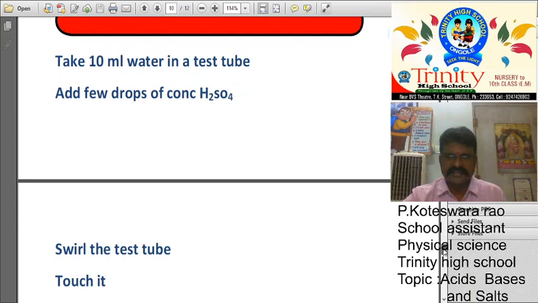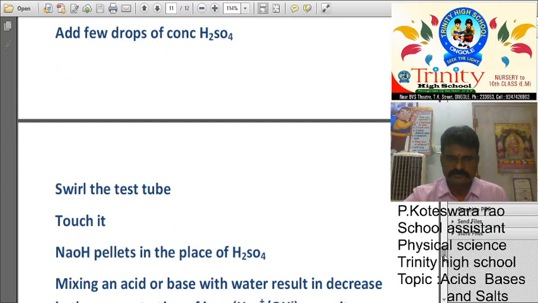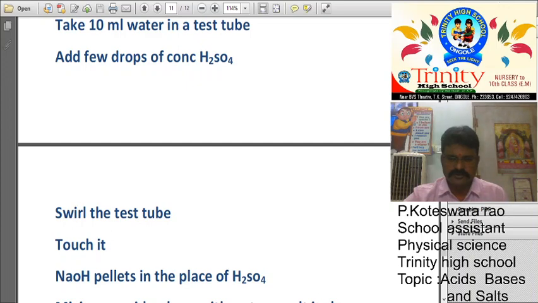So what about that activity? Water is added to the acid or base. What do we want to do? Let us see. First of all, we take 10 ml of water in a test tube. Then add a few drops of concentrated H2SO4.